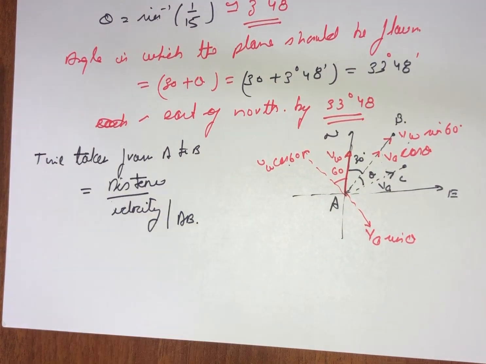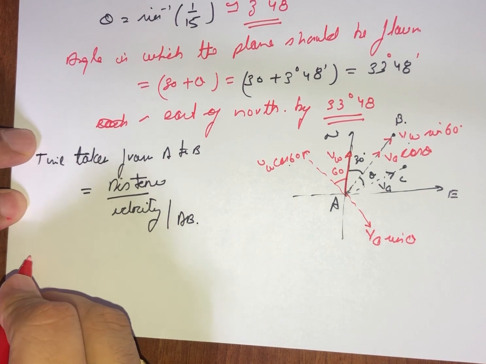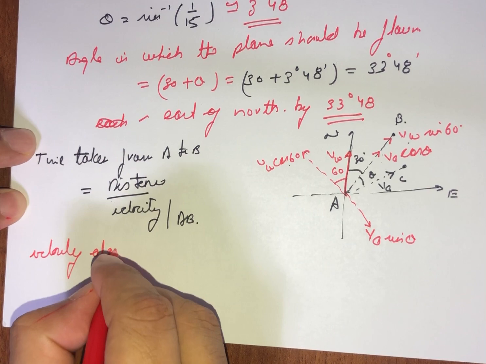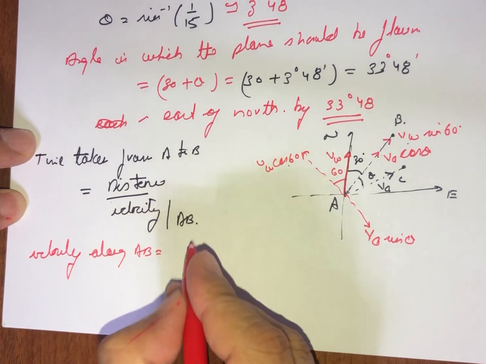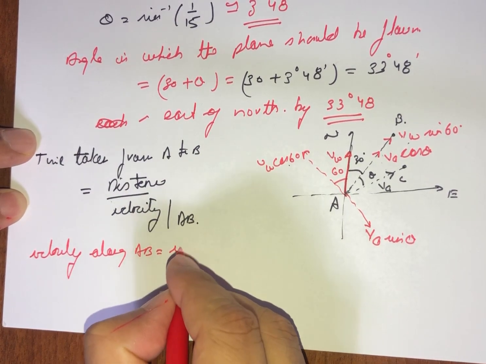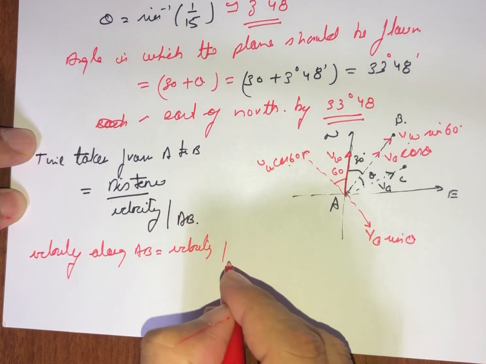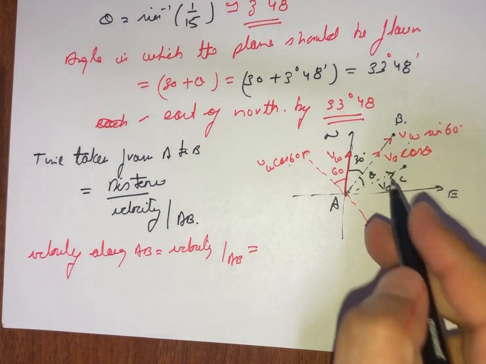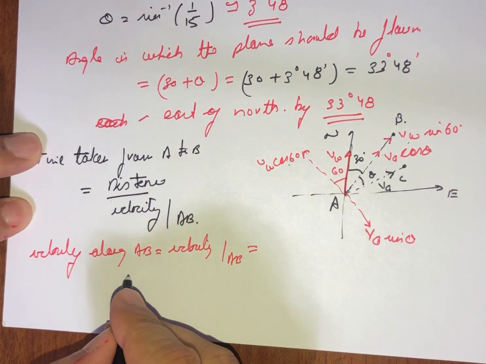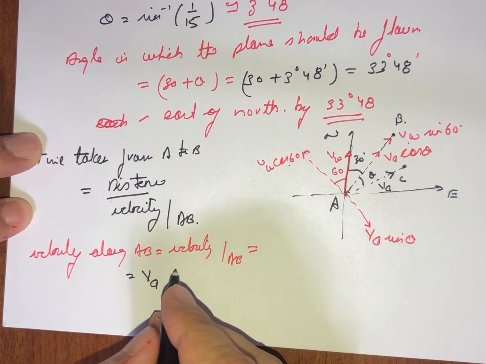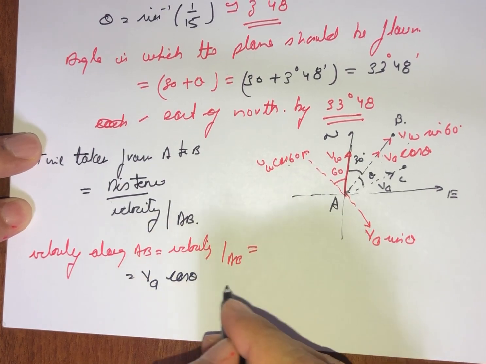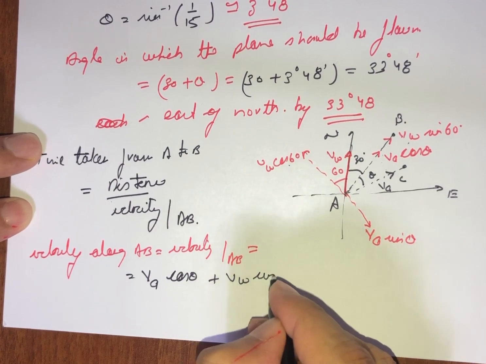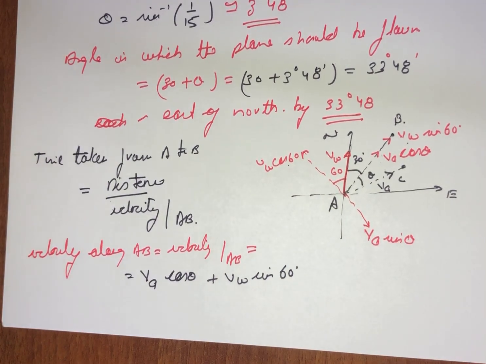So we put the values, velocity along AB. Okay, let us call this as velocity AB, and this will be equal to summation of both the components, VA cos of theta plus VW sin 60.